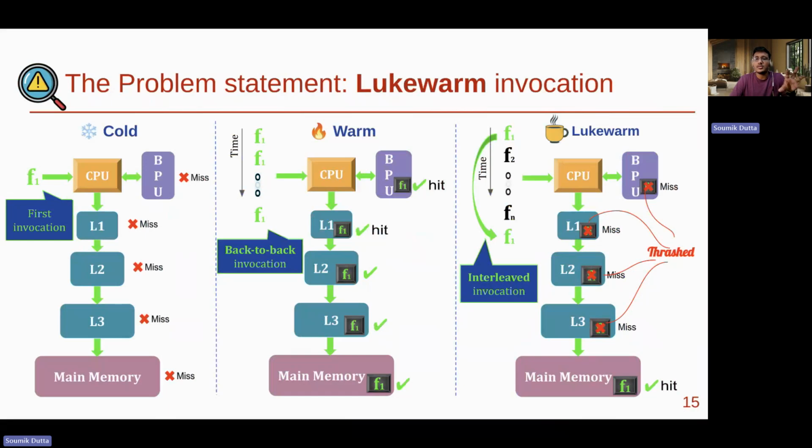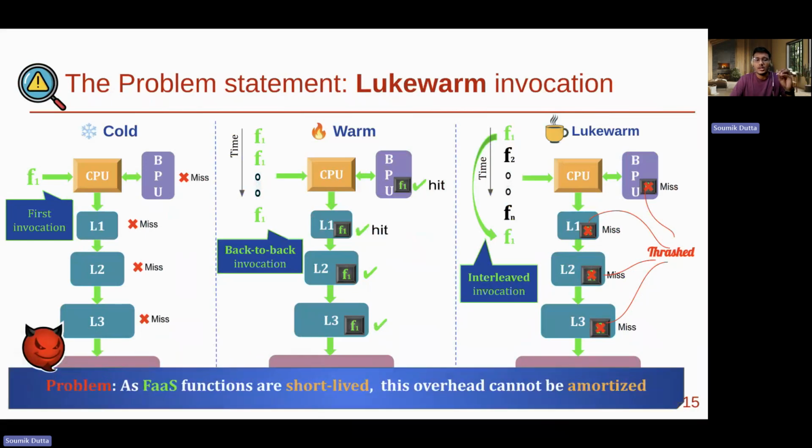So this phenomenon is called lukewarm invocation. So what's the problem here? Because FaaS functions are generally short-lived, this overhead of reinitiating these states into the memory hierarchy cannot be amortized.